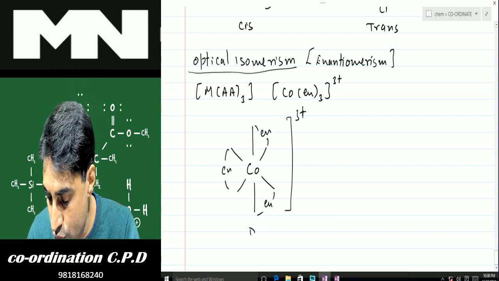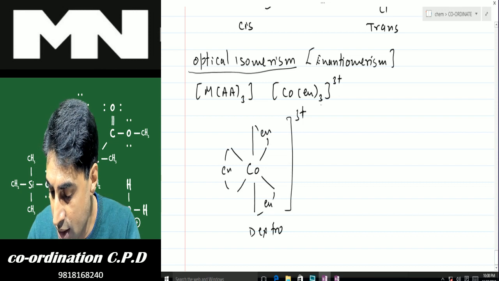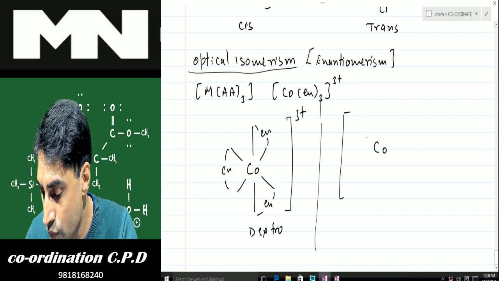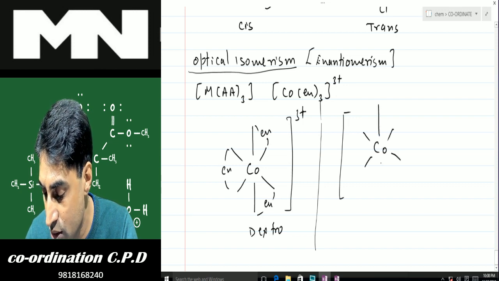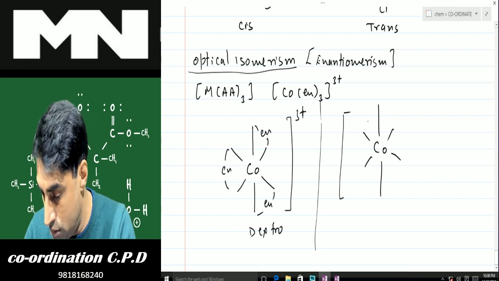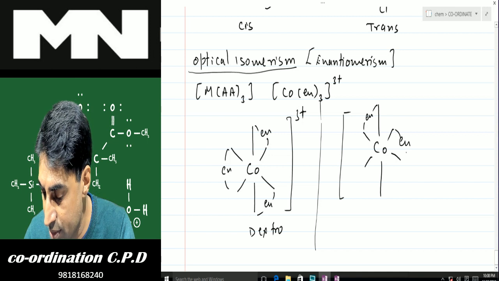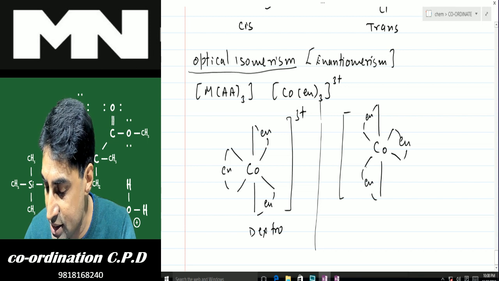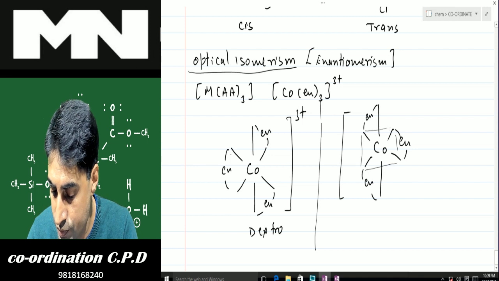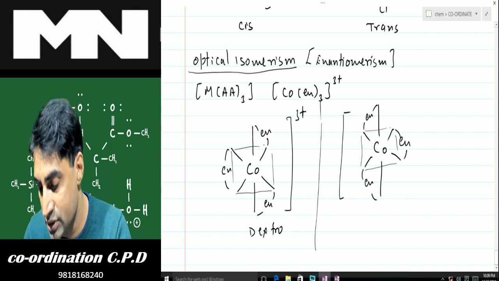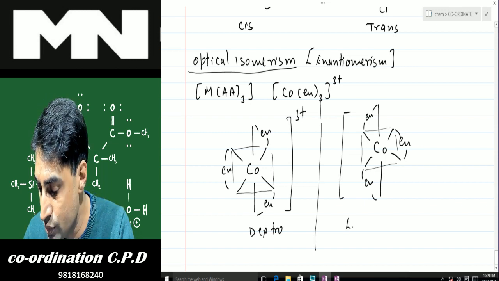So if this is dextro, I can have a mirror image of this also. That is CO 1, 2, 3, 4, 5 and 1, 6. That is ethylene diamine, and ethylene diamine. You will see that these compounds, they are appearing to be mirror images of each other. They are non-superimposable mirror images of each other. So if this is dextro, the other one is levo.